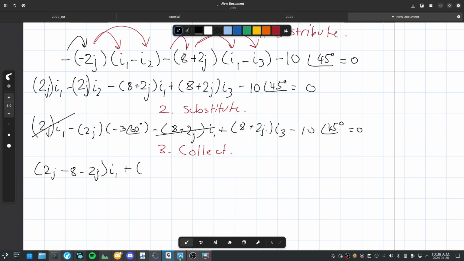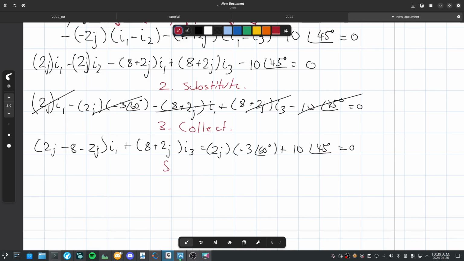Now let's collect I3. So we only have this one. 8 plus 2j I3. And now let's move the constants to the other side. So this is going to be 2j, negative 3 with a phasor of 60 degrees, plus 10 with a phasor of 45 degrees is equal to 0. And now we can combine, we can now simplify. Let's simplify.